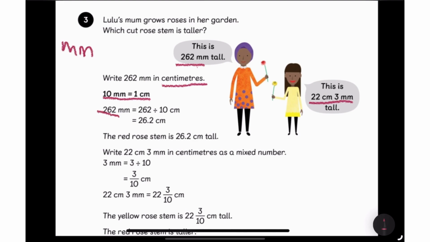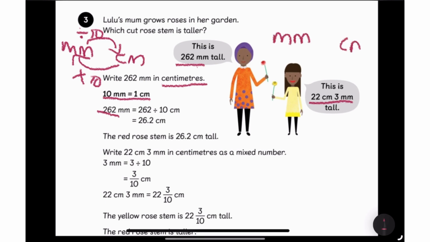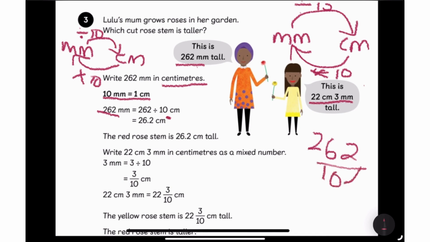Simple. But when I'm converting centimeters to millimeters, I multiply by 10. This key you have to remember. It's very important. Please write it down in one place: millimeters to centimeters, I divide by 10; centimeters to millimeters, I multiply by 10. Therefore, I divide 262 by 10, and there's just one zero, right? I move the decimal point here, so I get 26.2 centimeters. So the red rose is 26.2 centimeters tall.